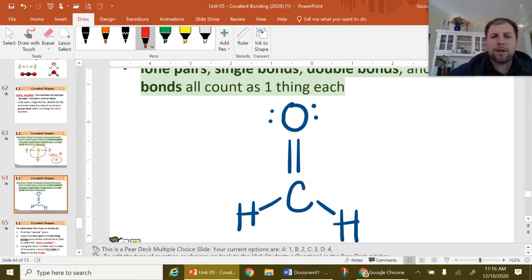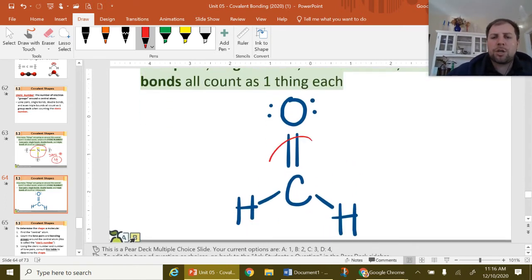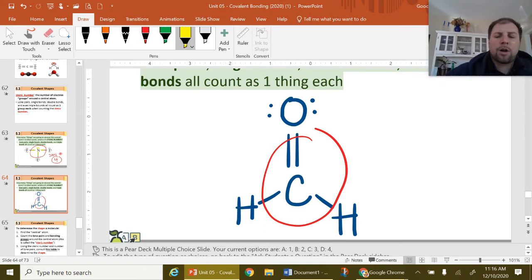All right, let's take a look at this one right here. So here we go. Again, we look at the central atom here, which is the carbon. How many things are going on around this central atom?